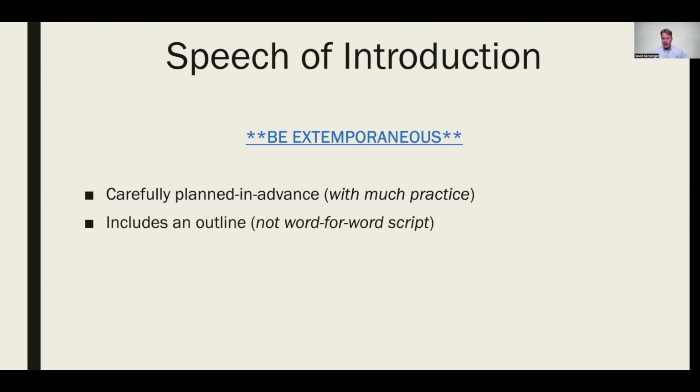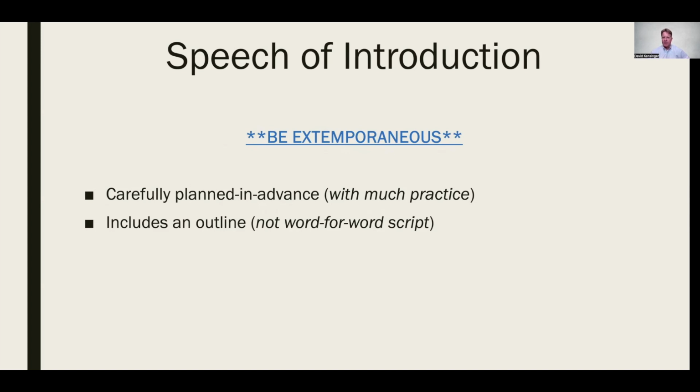It includes an outline. However, notice this, not a word for word script. You're not writing this out word for word. Now, I will say this, I'm just going to be transparent here. I'm technically not going to look at what you have in front of you while you give this speech. I'm not going to collect anything for this first speech, this speech of introduction. You will be bringing your notes up with you at the podium, and I'm technically not going to monitor it. However, for this first assignment, I will be monitoring it in the future.